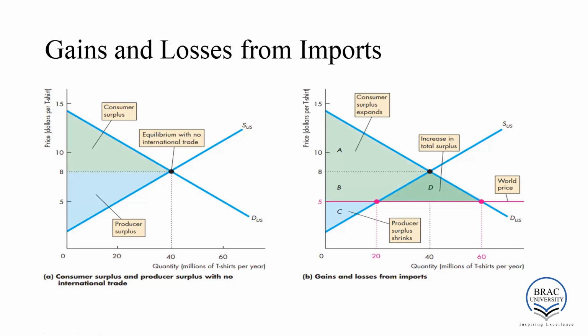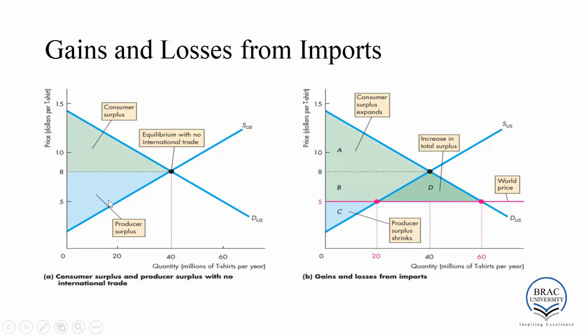Now let's look at the gains and losses from imports. From the same example, let's find out the consumer surplus and the producer surplus when there is no international trade. So we know that the area under the demand curve and over the price is the consumer surplus. So the green triangle here under the demand curve and over the price of t-shirts is the consumer surplus.